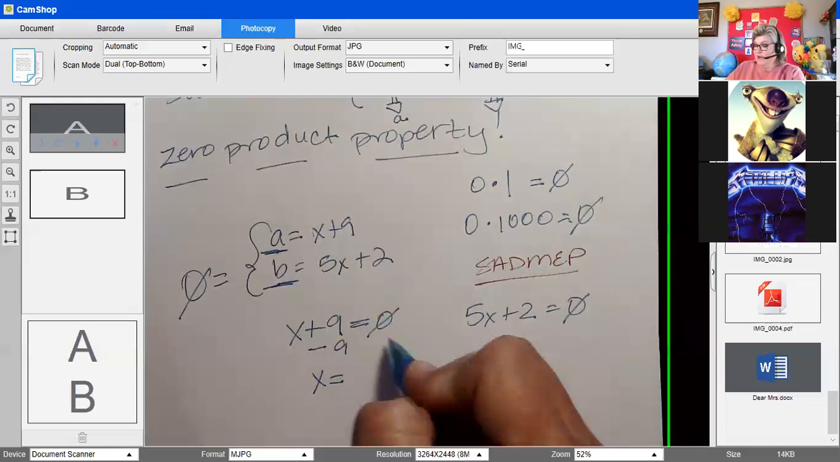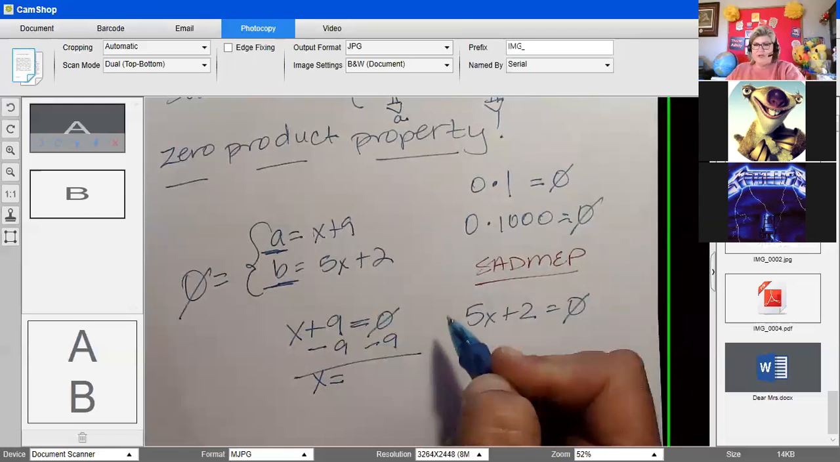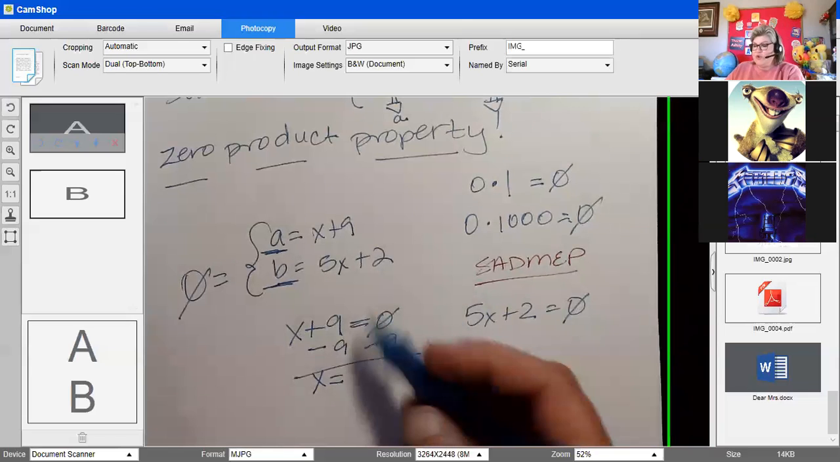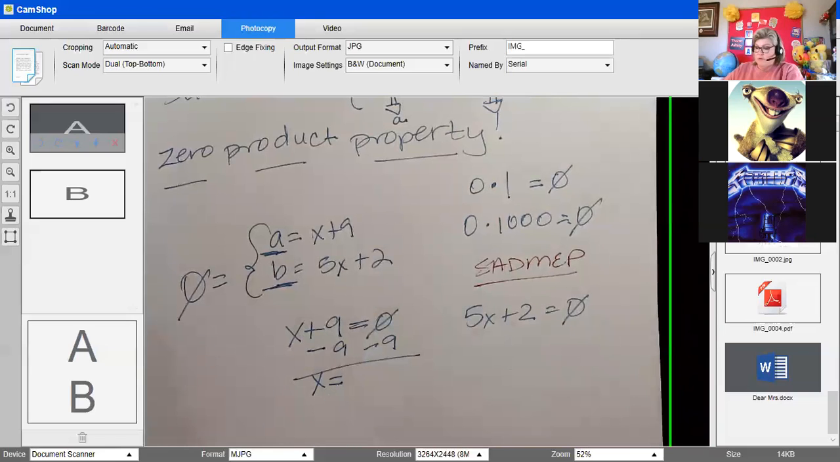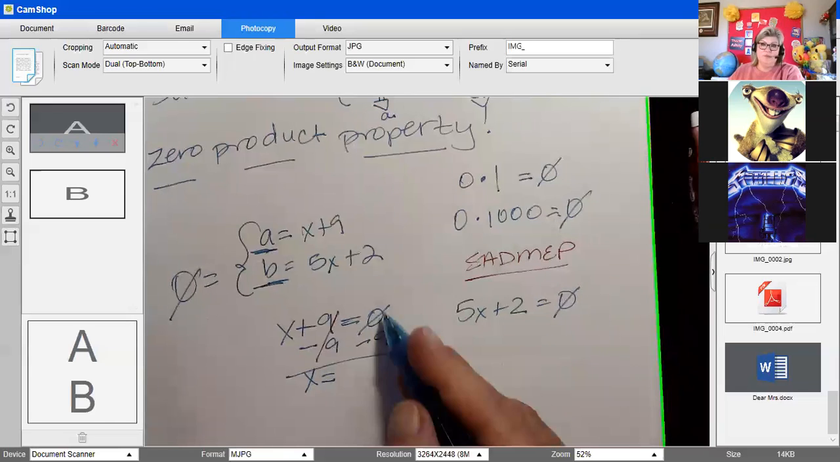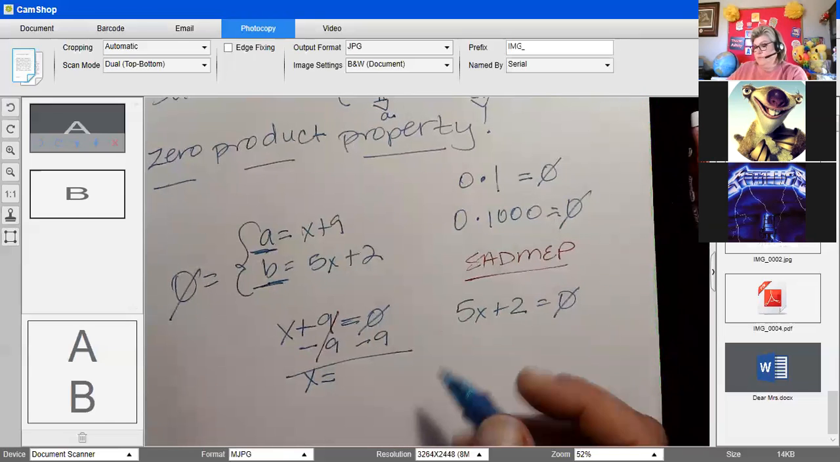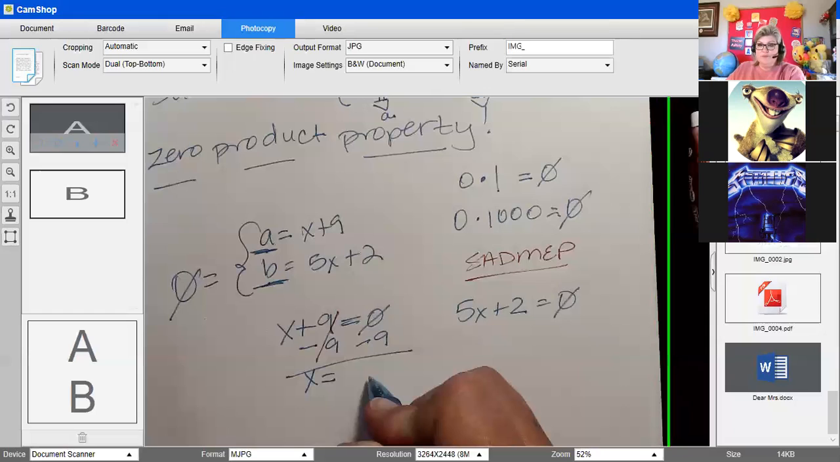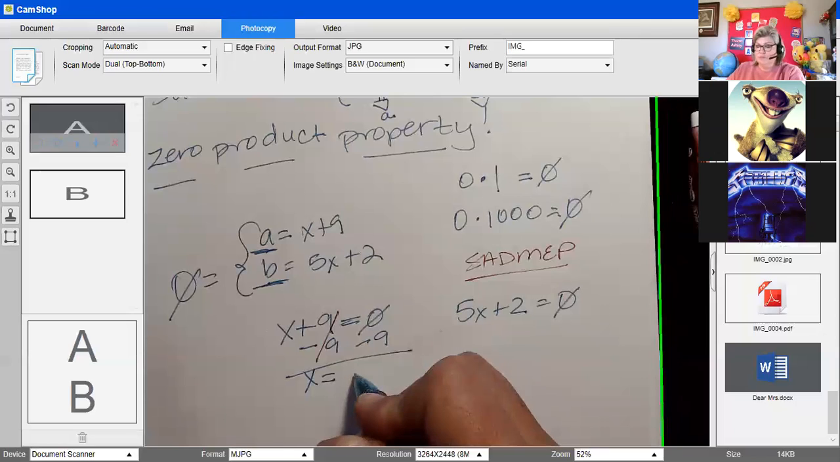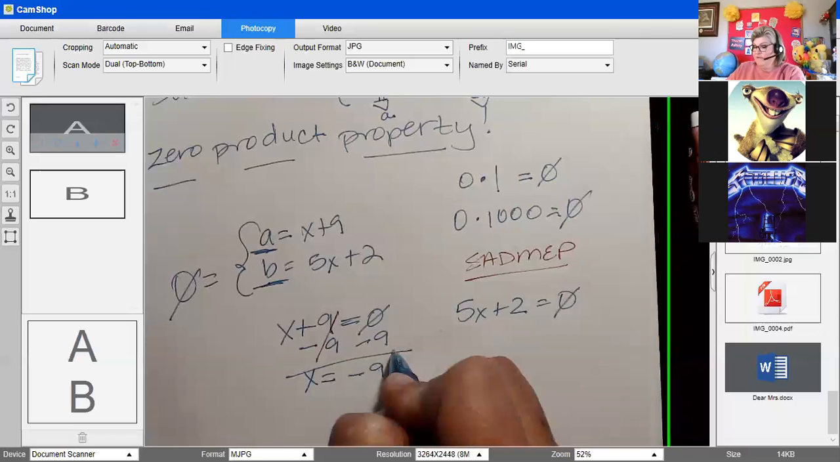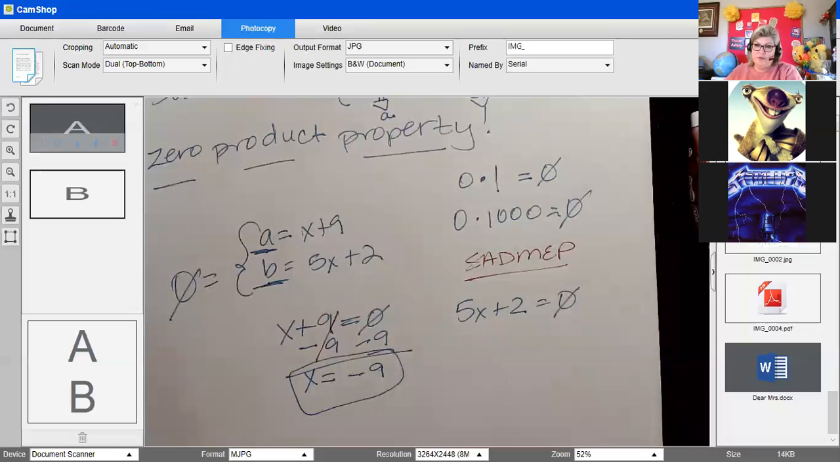I agree with that. I like it. I like to keep my variables on the left side. So if we subtract 9, what happens to the 9 on this side? Cancels out. Yep. And then what is 0 minus 9? -9. Yep. -9. Exactly. So there's one of our answers.